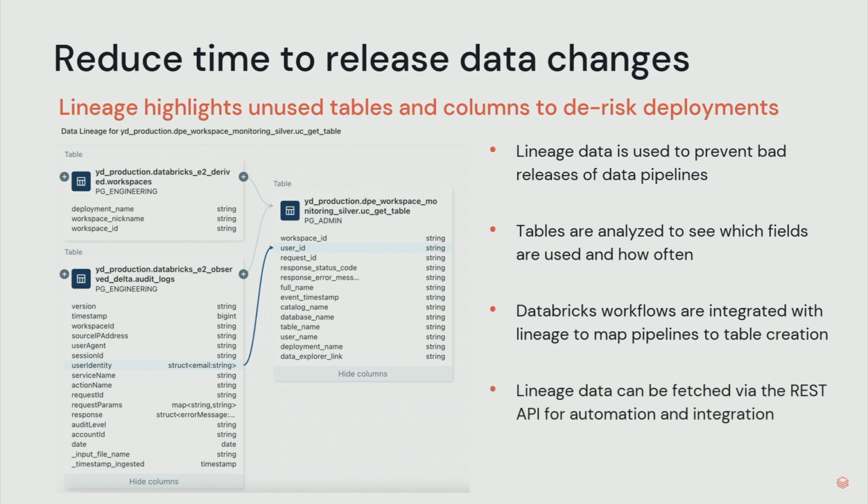And even if you're not using the Databricks UI, you can actually use the lineage data via the REST API. So if you want to build systems outside of Unity Catalog to look at and analyze this lineage information, you can do that, and it's pretty powerful.